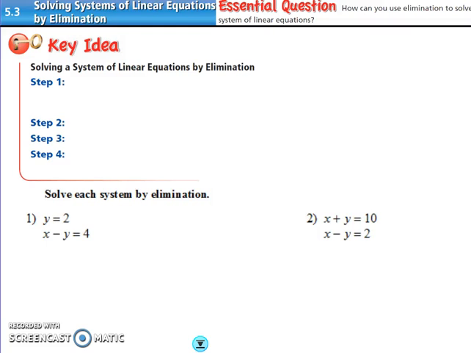Hello and welcome. Today we're going to be discussing section 5.3, which is on solving systems of linear equations by elimination. Our essential question for the day is how can you use elimination to solve a system of linear equations? Feel free to pause the video to take the time that you need to write that essential question down in your notes.